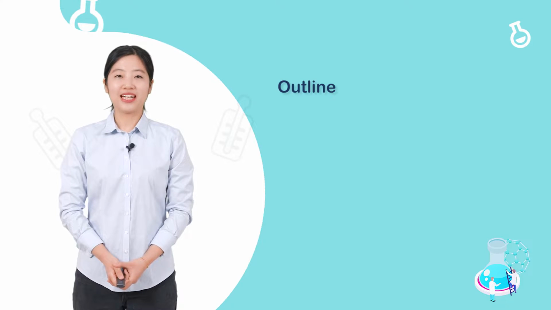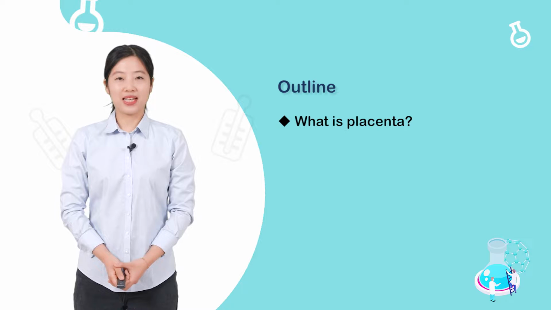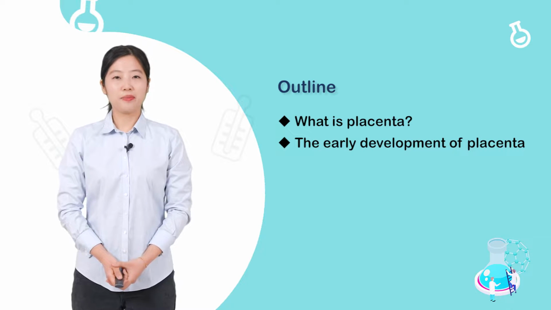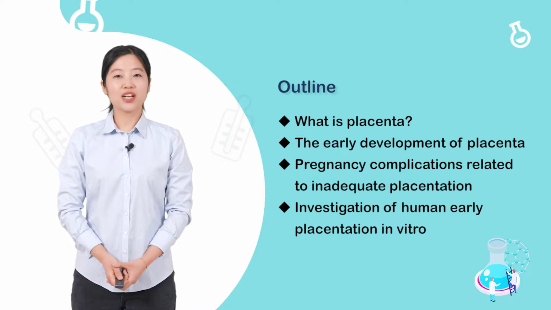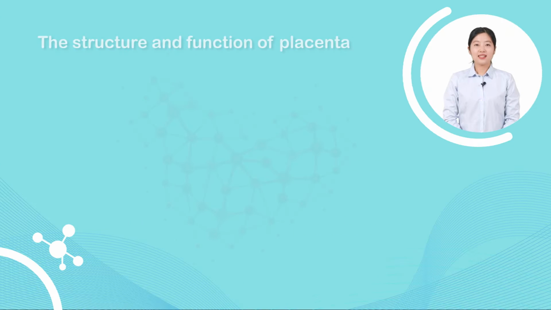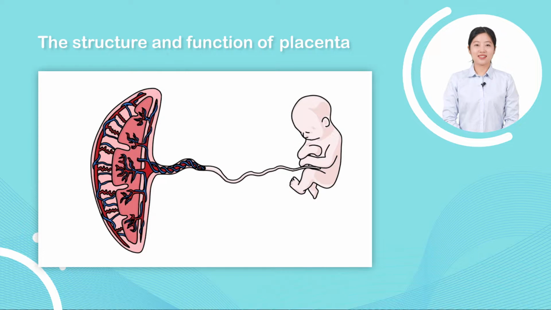So, a brief outline will cover what the placenta is, the early development of the placenta, and then clinical diseases related to inadequate placentation. We'll also cover in vitro models to investigate placental trophoblast differentiation. The placenta supports the fetus while it's growing. Firstly, let's take a look at the placenta.